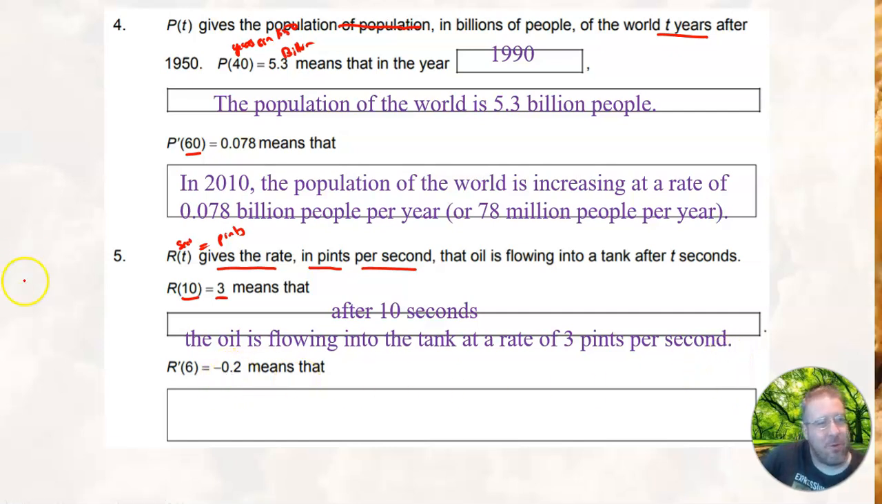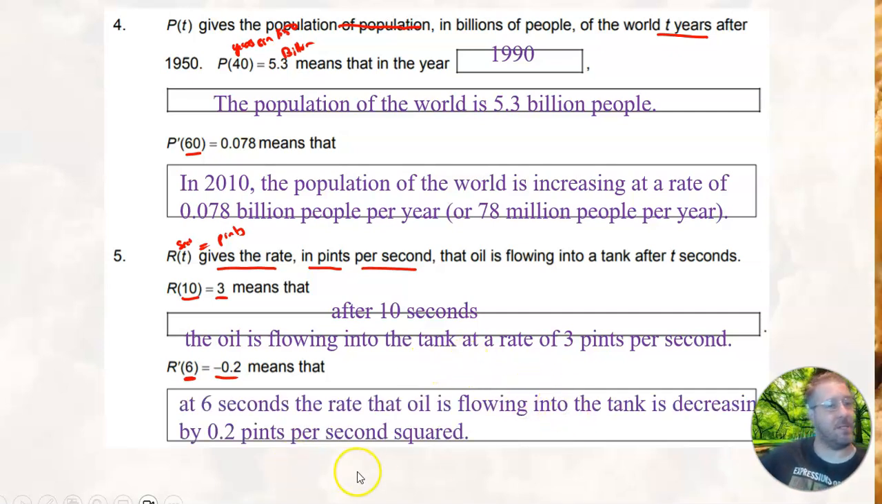All right, R prime of 6. That means how much the rate is changing. At 6 seconds, that's the time right there, the rate is decreasing by 0.2 pints per second, per second. Remember, this is a rate of a rate. Very important. This is per second, per second, so per second squared.